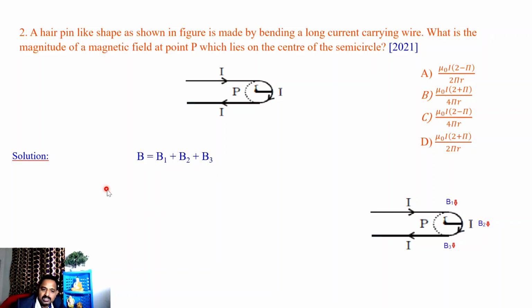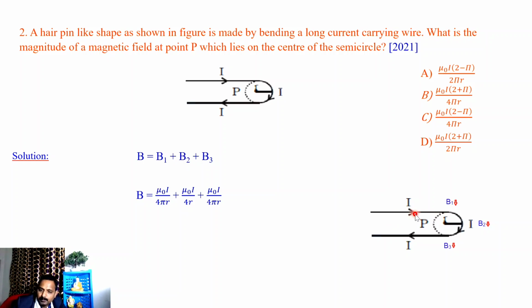Now I will substitute in the place of B1, B2, B3. Then what will I get? In the place of B1, I got mu naught I by 4 pi r. If you observe here, the upper part is one end infinite, other end finite.